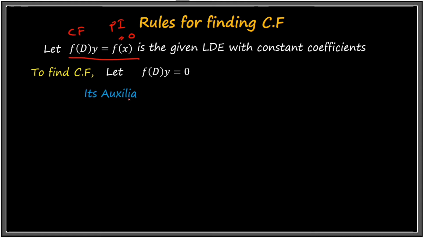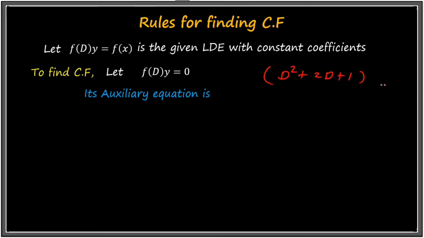Now we have to write down its auxiliary equation. Auxiliary equation means f(D)y equals 0, means the differential equation (D square plus 2D plus 1) y equals 0. So this is a differential equation in the form of D, the differential operator. So its auxiliary equation is m square plus 2m plus 1 equals 0.